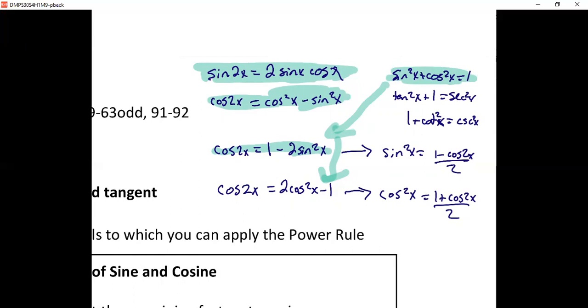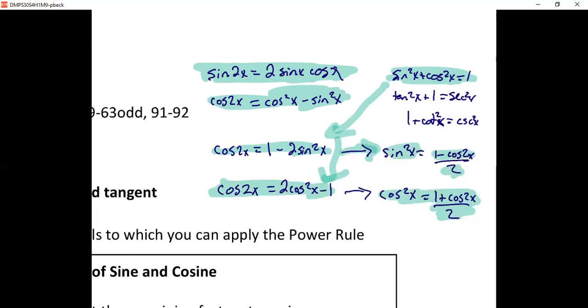So it's just a quick manipulation of those equations to get sine squared equals 1 minus cosine 2x over 2. So if we add the 2 sine squared, subtract cosine 2x, and then divide by 2. Same thing with the second equation down here. It is a double angle formula, but we can manipulate it to what we call the power reducing formula to turn the cosine squared into 1 plus cosine 2x over 2.